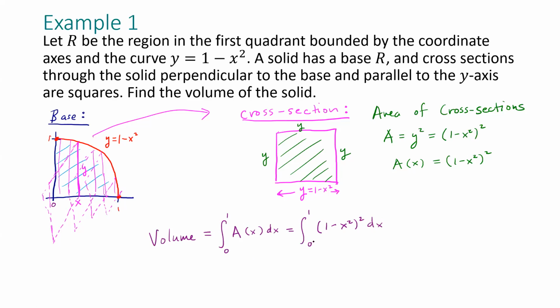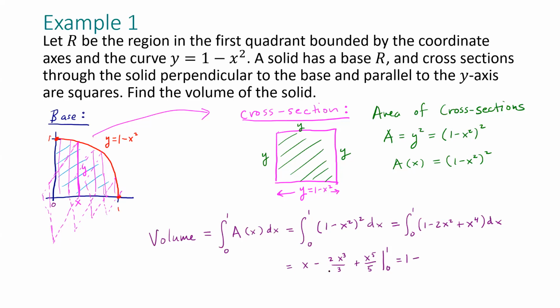So it's just a matter of now integrating from 0 to 1, 1 minus x squared, squared. And here I'll go ahead and FOIL this out, and then find the antiderivative. So we get x minus 2x cubed over 3 plus x to the 5th over 5 when we find the antiderivative, and then evaluate from 0 to 1.